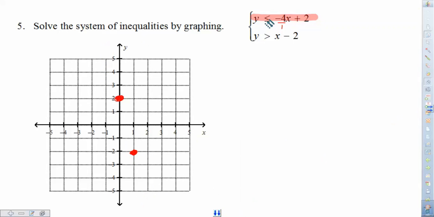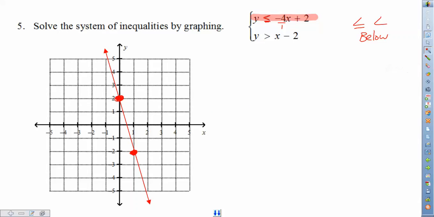Now double check. Hey, see how there's a solid line underneath that inequality? Because now we are less than or equal to. So that means we need a solid line here for our boundary. Okay. Now because it is less than or equal to, remember less than or equal to, or even less than, you are always going to shade below the line. And we've talked about that in class.